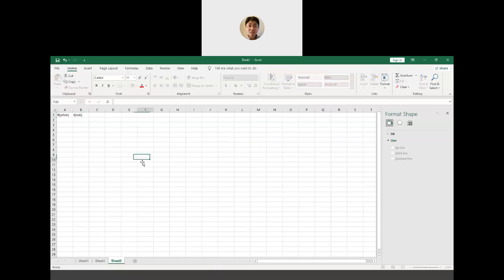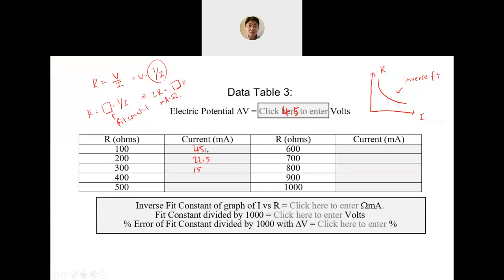Then we can copy the values: 100, 200, 300, and 45, 22.5, 15. Maybe you have to use all six values, but for me I just use only the first three values. That is according to the data table in the PowerPoint. Here is 45, 22.5, 15. Then we can come back to our Excel graph.